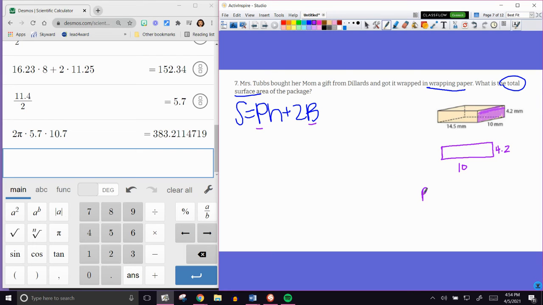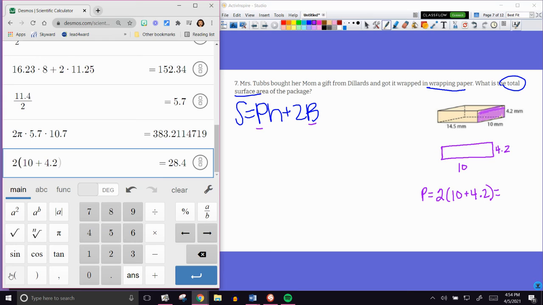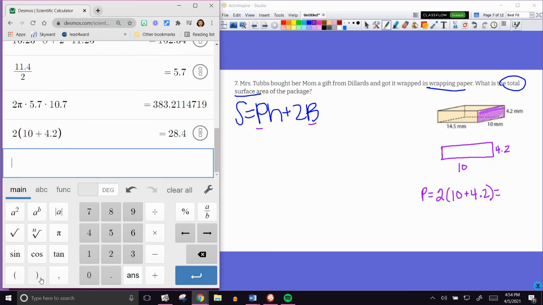So P again is perimeter. That's when I add up all the sides. I know I have 2 10s and 2 4s, so I'm going to do 2 times 10 plus 4.2. And for my perimeter, I get 28 and 4/10.